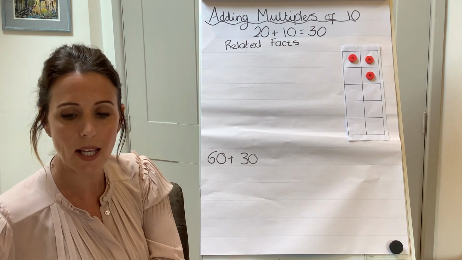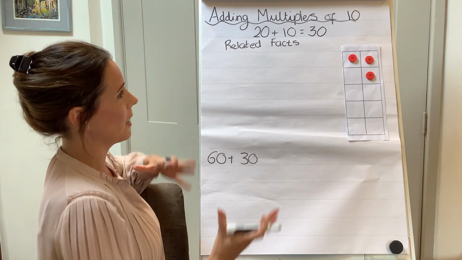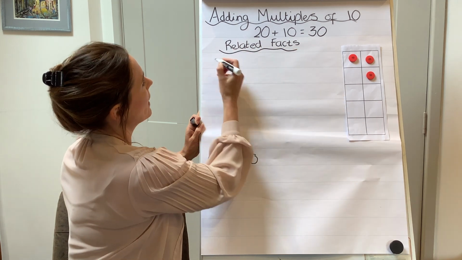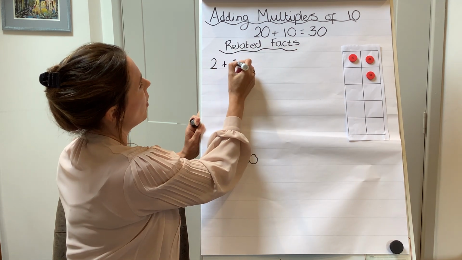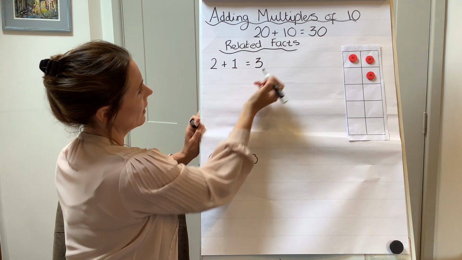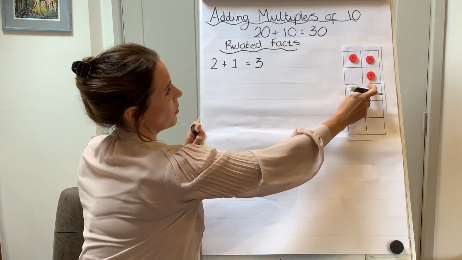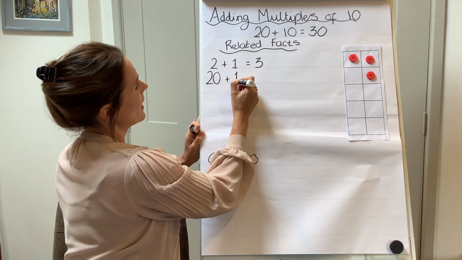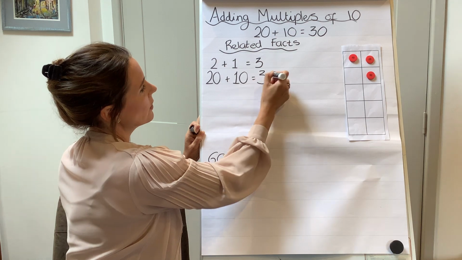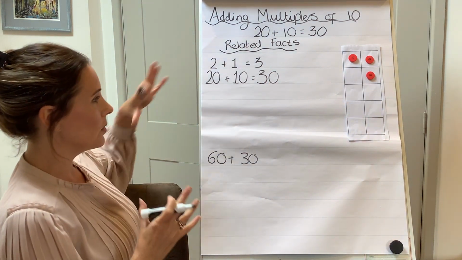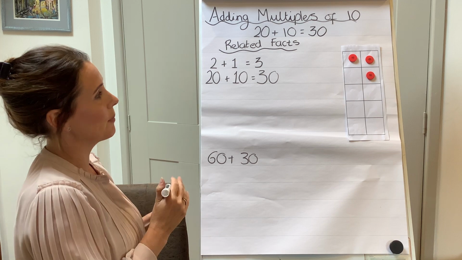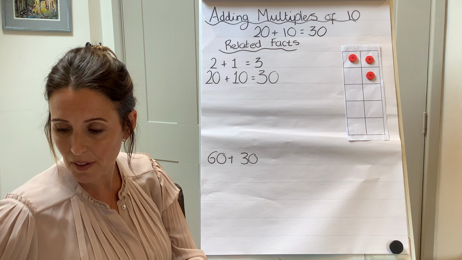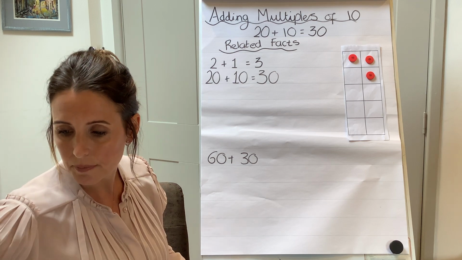Now this helps us to see, using the tens frames, using the Numicon and using the counters, how we can use our related facts. Because 2 add 1 is equal to 3, so we know then 20 add 10 is equal to 30. So we can use those related facts, those numbers getting 10 times bigger each time, to help us. The other thing that we can use is base 10.